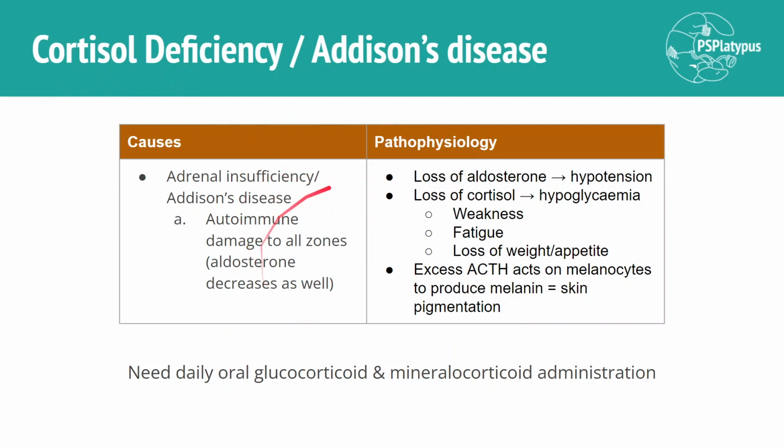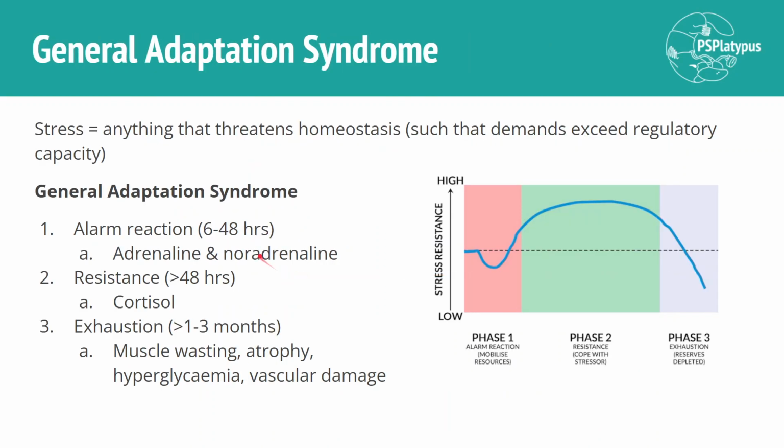So because of that, you will have loss of aldosterone, which leads to hypotension because your sodium and potassium concentrations are all messed up. Loss of cortisol leads to hypoglycemia, weakness, fatigue, loss of weight and appetite. And now you have excess ACTH, which is increased because of reduced cortisol. So you have reduced negative feedback. And that is going to act on melanocytes to produce melanin, which will cause increased skin pigmentation. And the treatment is to take glucocorticoids and mineralocorticoids to treat the deficiency.